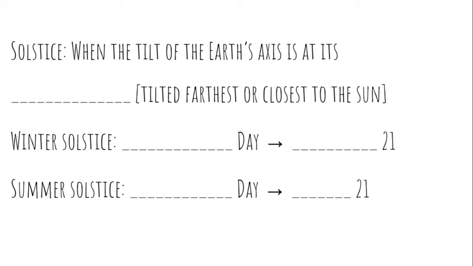Because of seasons, we have something called solstice. Solstice is when the tilt of the Earth's axis is at its extreme. It's either tilted the farthest away from the sun or the closest to the sun.